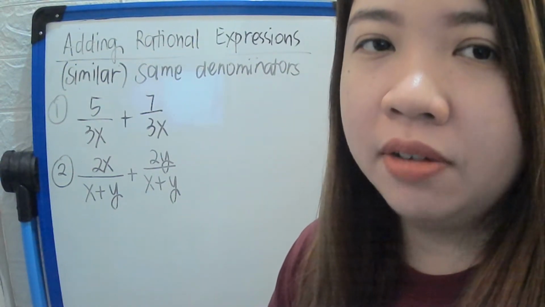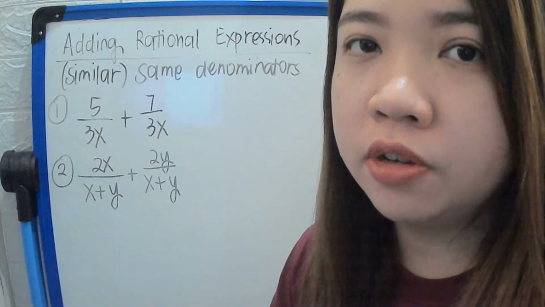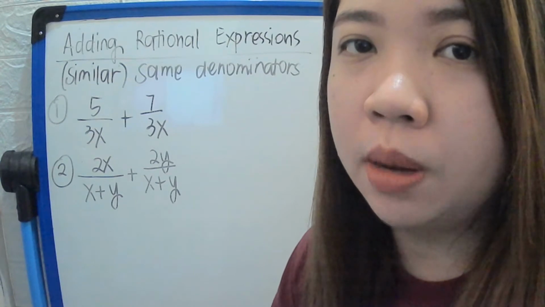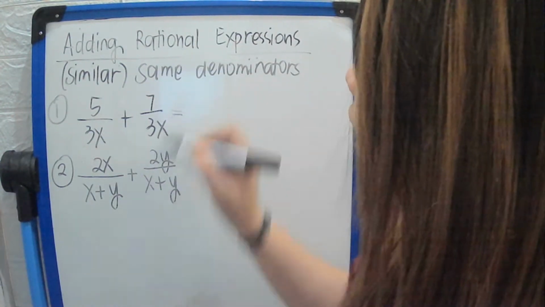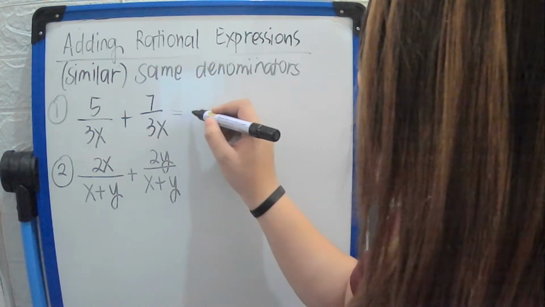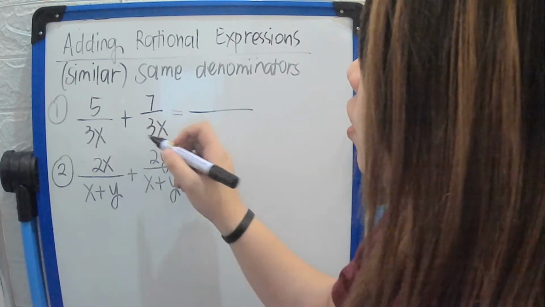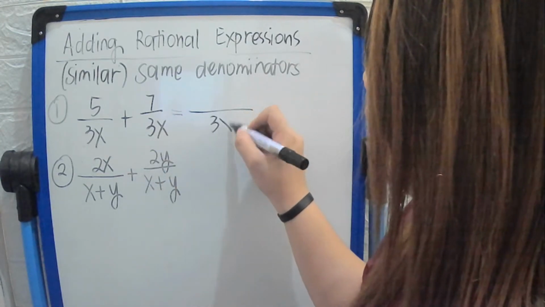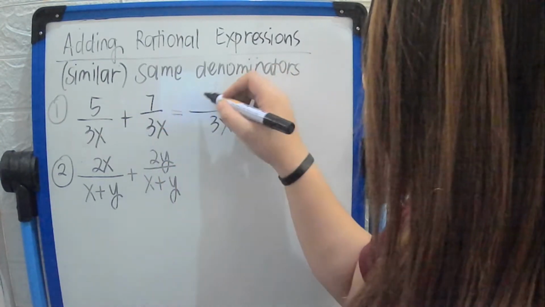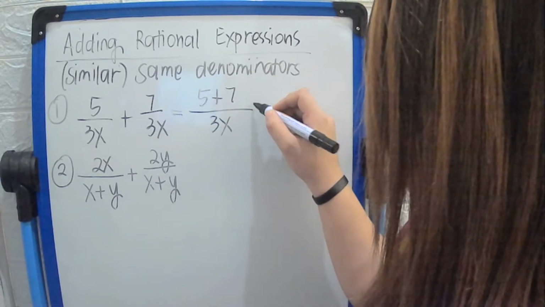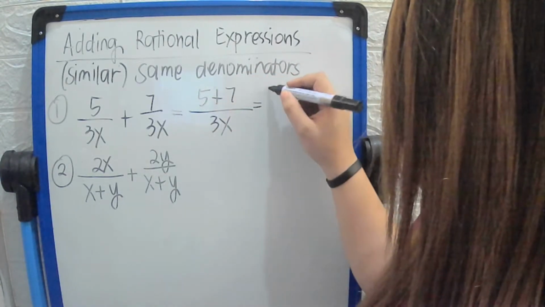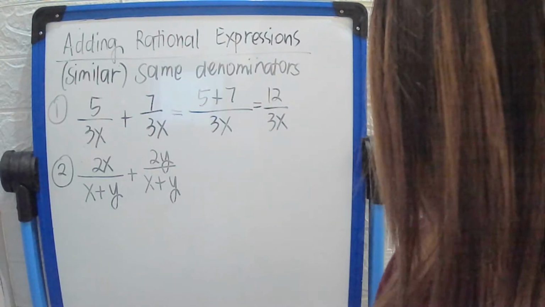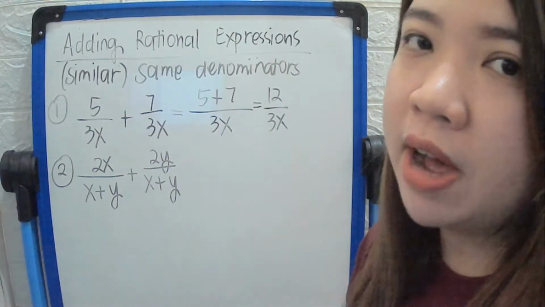We will be adding rational expressions, but first we will start with those that are similar or with the same denominators. Same with fractions in our elementary days, if you are adding fractions with the same denominators, we copy the denominator and then add the numerators. So 5 plus 7, in adding 5 and 7, we will have 12. Then copy 3x.